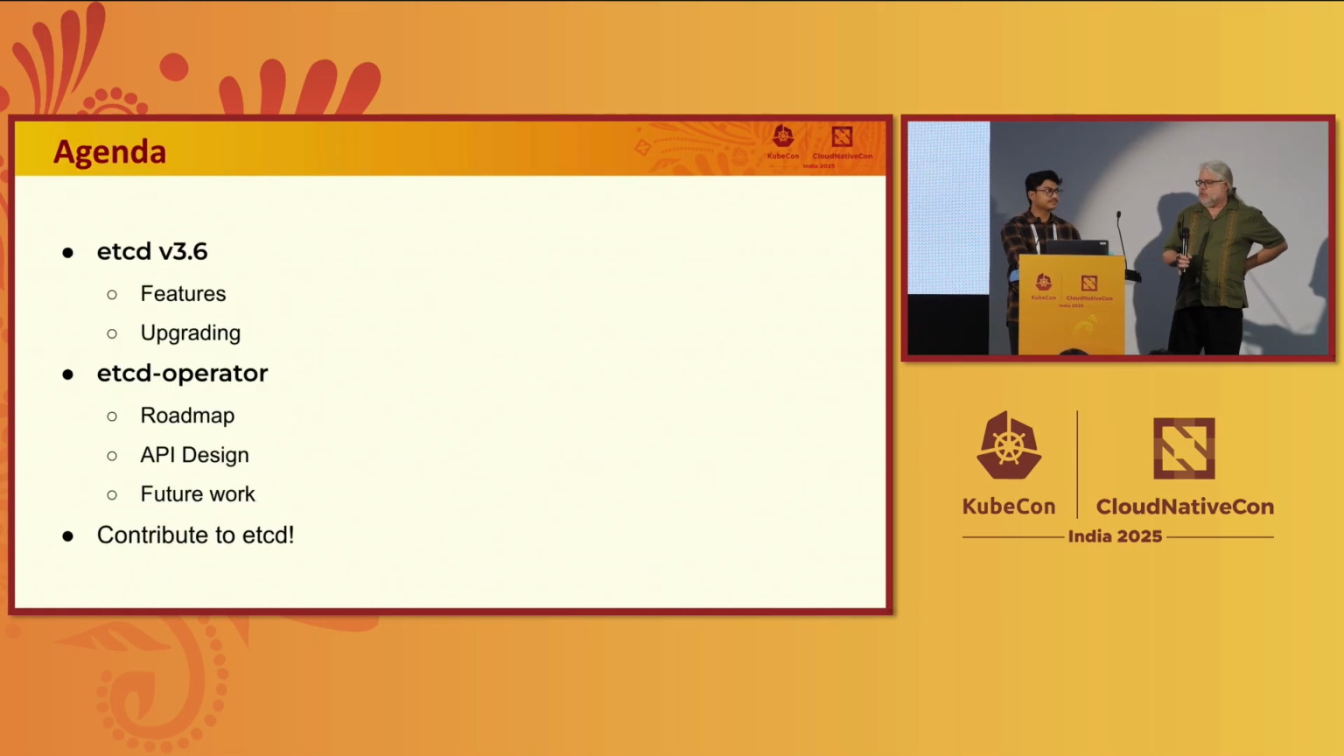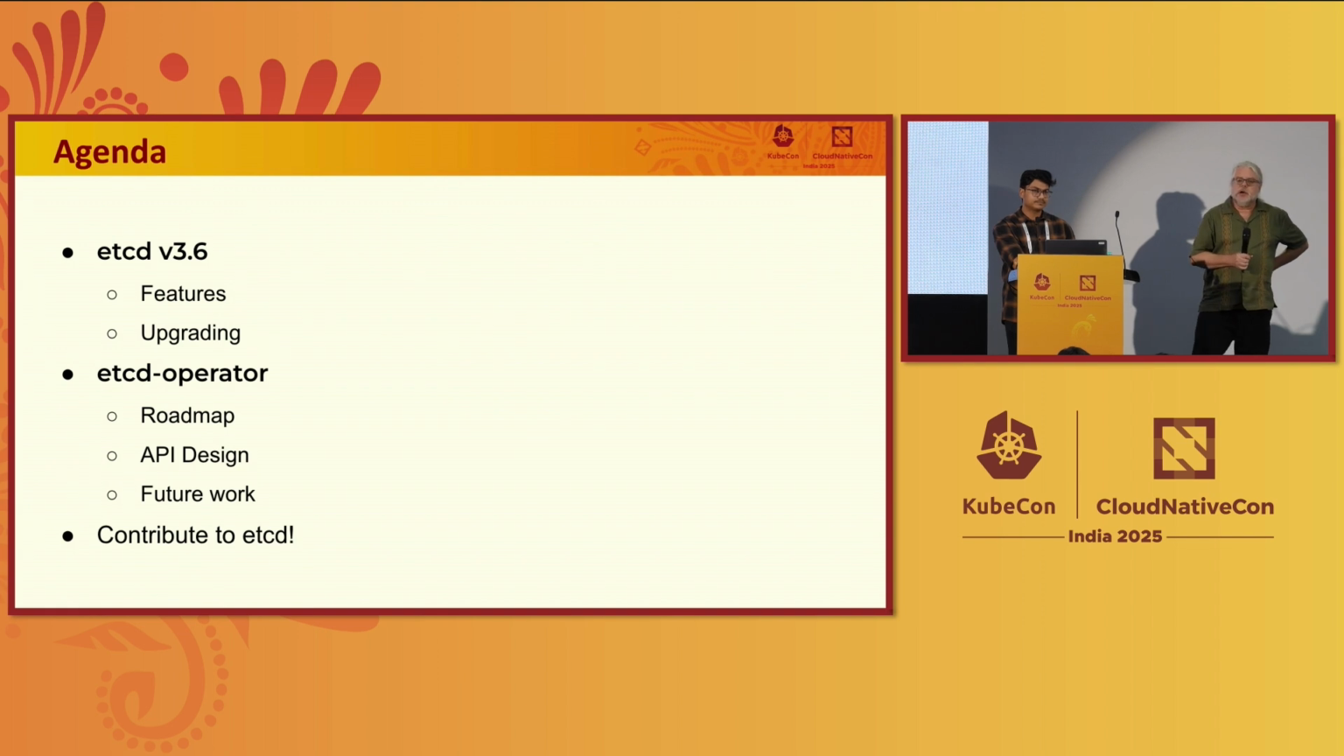But let's learn a little bit. So we're going to talk about a few things here. We're going to talk about etcd 3.6, the latest version. We're going to talk about etcd operator, and we're going to go over features and upgrading and the roadmap for the operator, and the API and some future work.